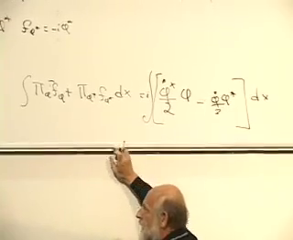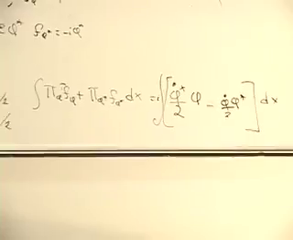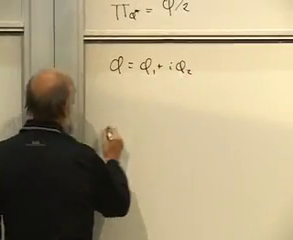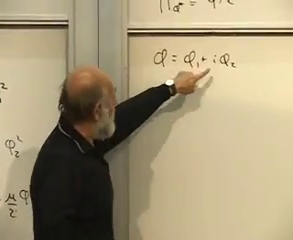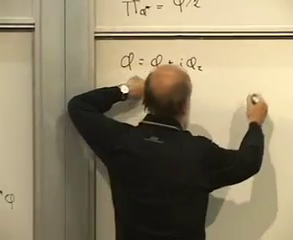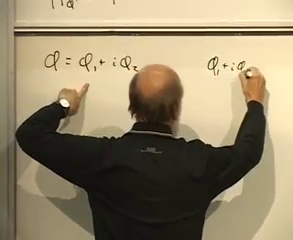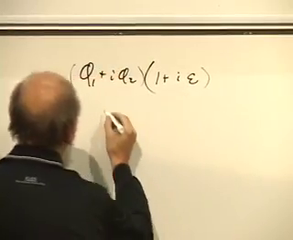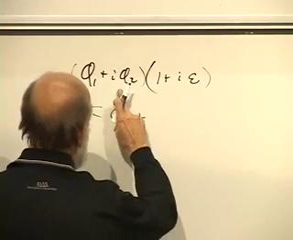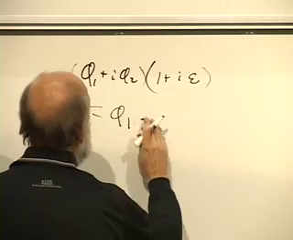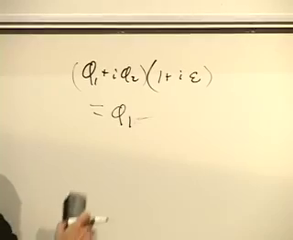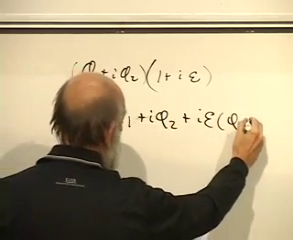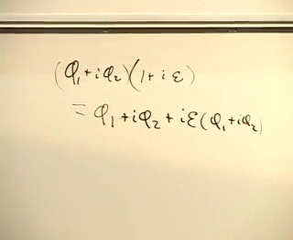Let me just derive it another way which doesn't make use of this fancy complex notation. Let's write phi is equal to phi 1 plus I phi 2. And now, again, I'm going to multiply. Let's see what happens to phi 1 and phi 2 under this transformation. Let's just do it. Phi 1 plus I phi 2 gets multiplied times e to the I epsilon, which is 1 plus I epsilon. And this is equal to phi 1 plus I phi 2 plus I epsilon times phi 1 plus I phi 2. All I've done is multiply it out.